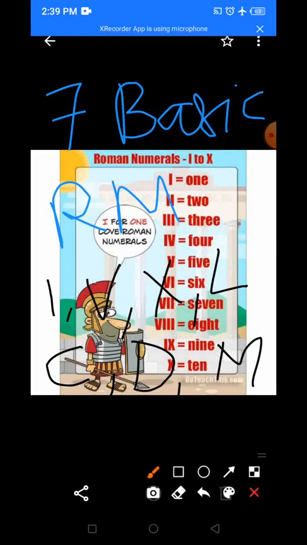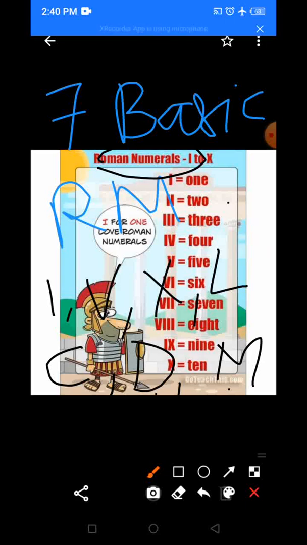So you will write, first you will give the heading, the Roman numerals. Then you will write, there are 7 basic Roman numerals. These are 1, 5, 10, 50, 100, 500 and 1000. Okay. So this much you will write.